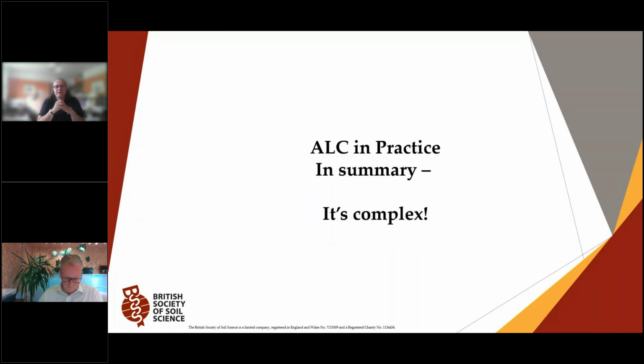So I hope by very briefly going through the limitations that are part of the ALC system and how you do it in practice, you'll see that in summary it's quite a complex system, and that's why it takes a good number of years for people to be able to become experienced in doing ALC surveys.